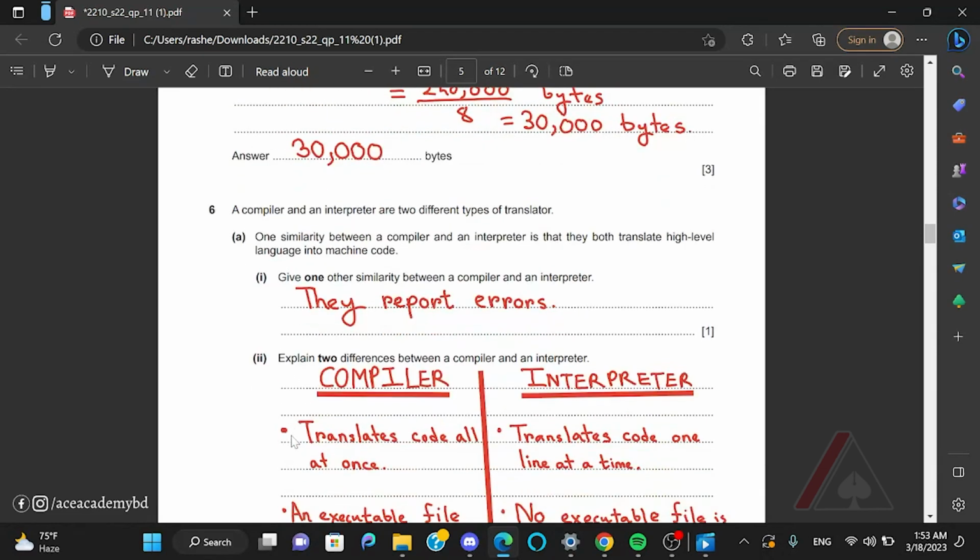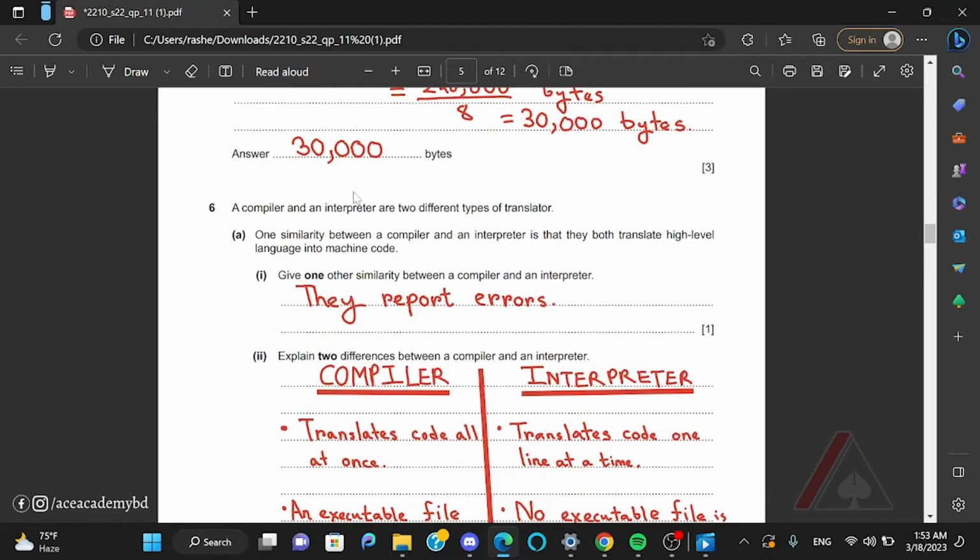Now moving on. Number 6. A compiler and an interpreter are two different types of translator. One similarity between a compiler and an interpreter is that they both translate high-level language into machine code. Give one other similarity between a compiler and an interpreter. Now, one similarity is the fact that they both report errors, whether it be while the program is being run, in the case of interpreters, or before it is run, during the building process, in the case of compilers, right?